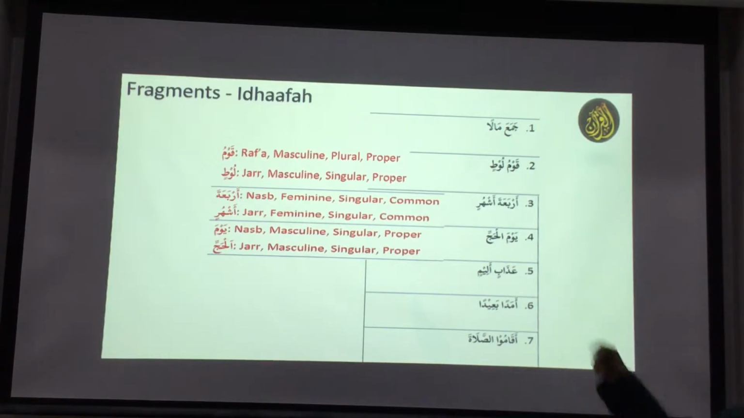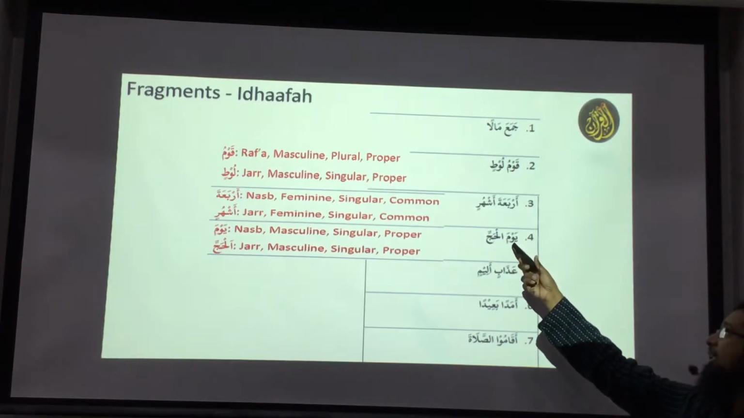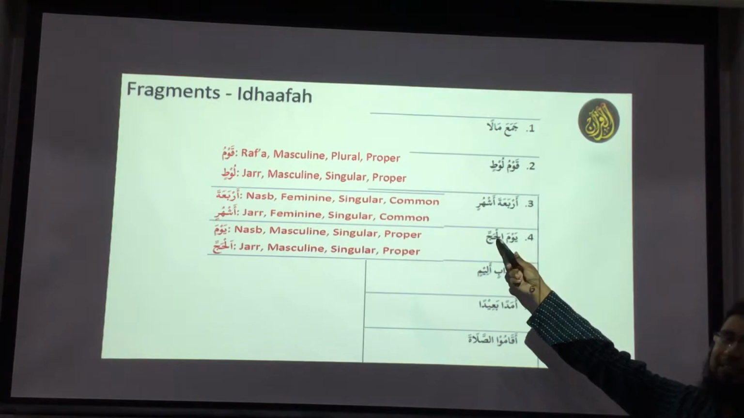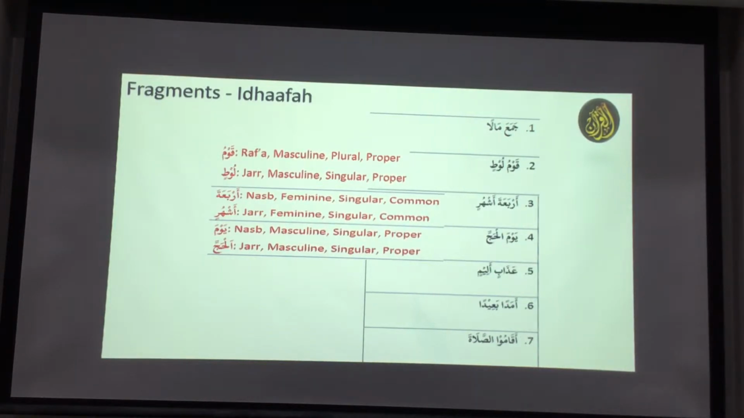Okay. Next one, actually, I already gave the answer. Yawmul Hajj. So Yawma obviously has no alif lam and it is light, and Hajj, although there is al-Hajj, it doesn't matter, because for the mudaf ilayhi we only see whether it is jar or not, and it is jar. So it is the day of Hajj.